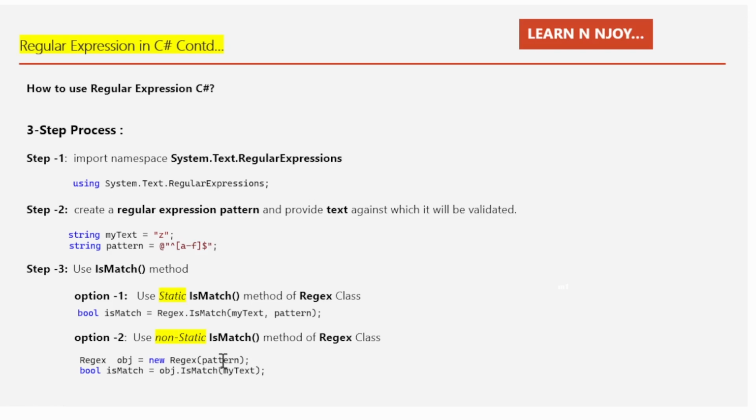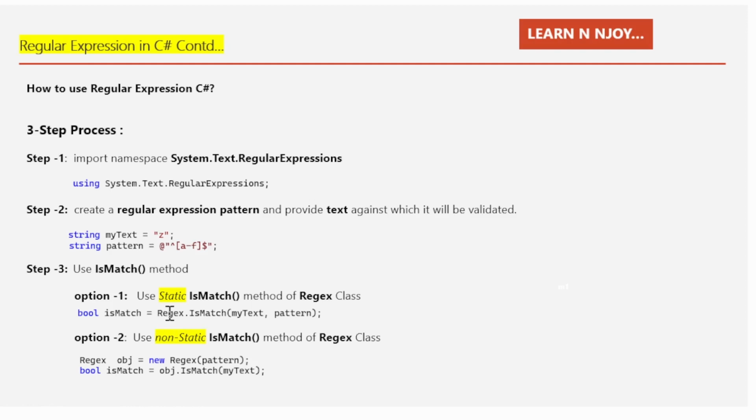Basically here I am passing the pattern into the constructor so that it will be considered while creating the Regex object itself. And then I'm going to call this isMatch method with the help of the instance of this Regex class. So I have written obj.isMatch, and then I am passing my text to it so that it will get validated against this pattern. Whatever value we receive, I'm going to store into this Boolean variable isMatch. That's all. So these are the three steps by which we implement regular expression in C sharp.